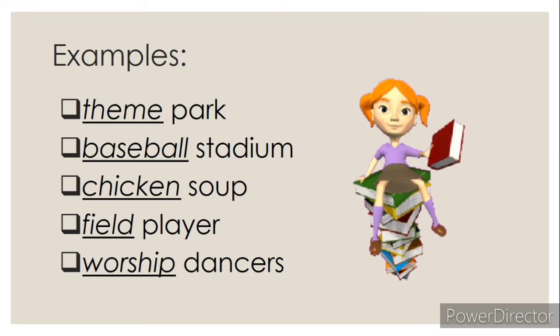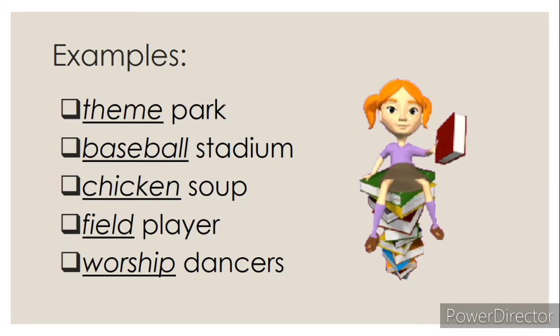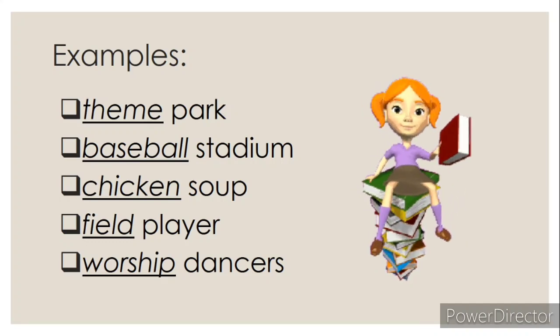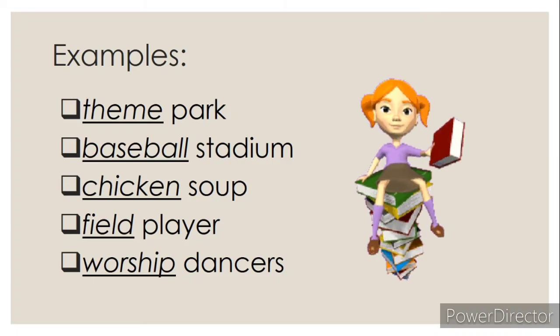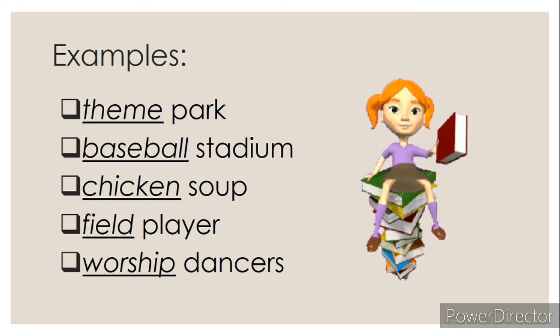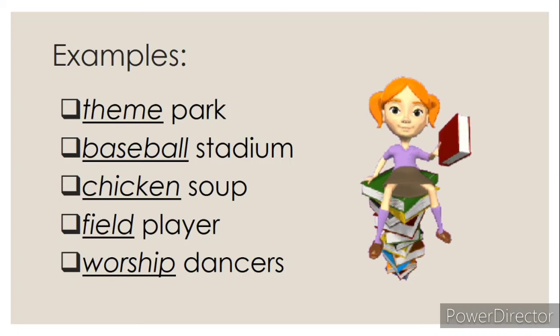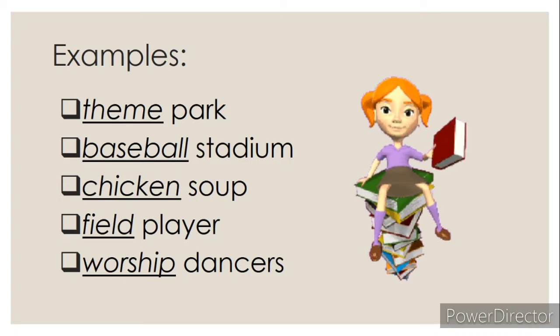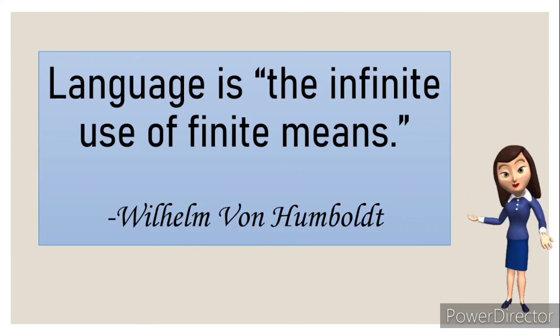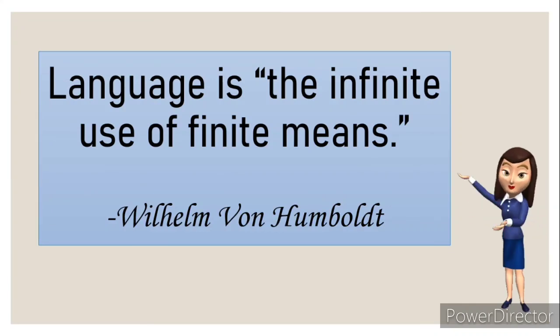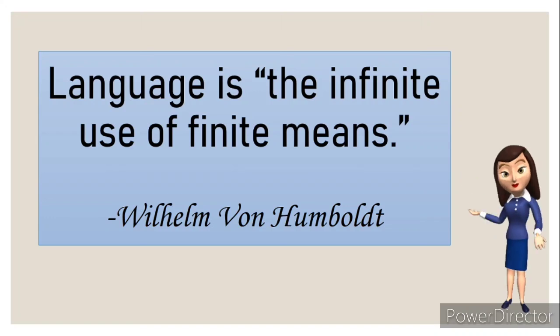And then field, which modifies the word player. And last but not the least, the word worship. It is an adjunct noun that modifies the noun dancers. So, language is the infinite use of finite means by Wilhelm von Humboldt.